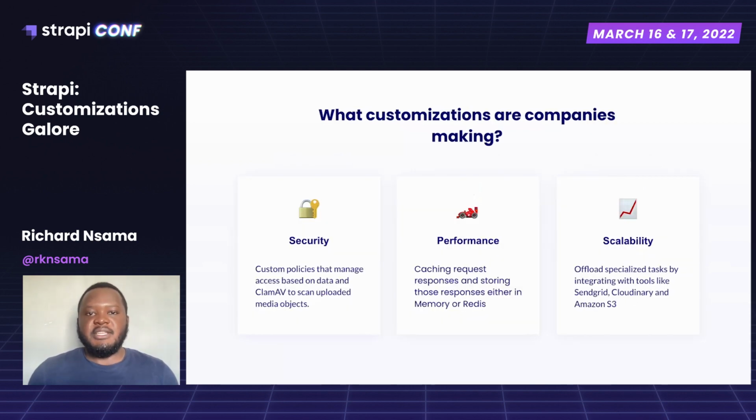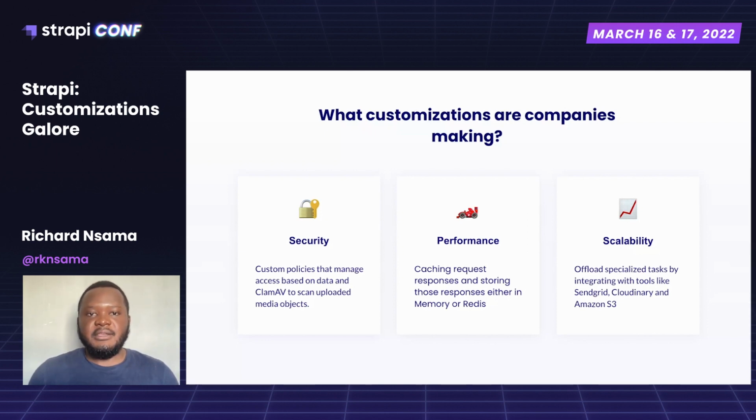What are some of the customizations that companies are making? A few of them are security customizations, performance, and scalability customizations. On the security side, companies are utilizing policies to dictate the control flow of requests based off of the data and the content types. We've also seen companies go as far as using software like ClamAV and integrating that with the media library to scan documents that are being uploaded onto the Strapi application.